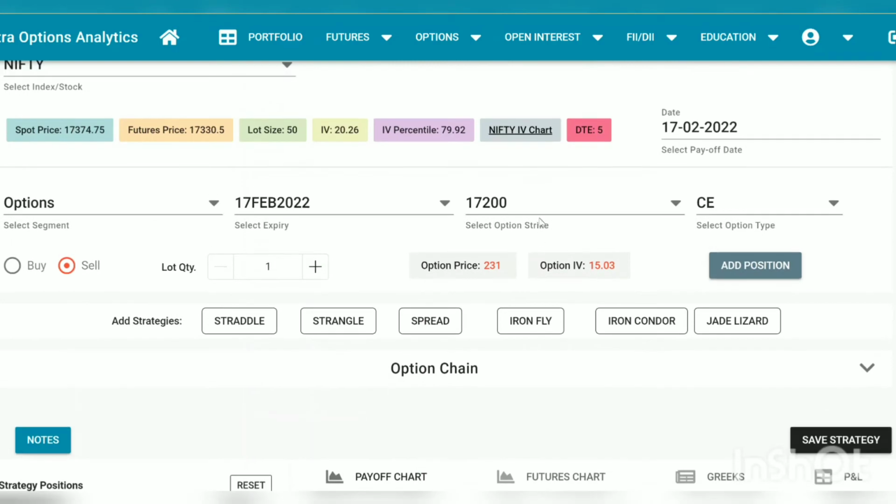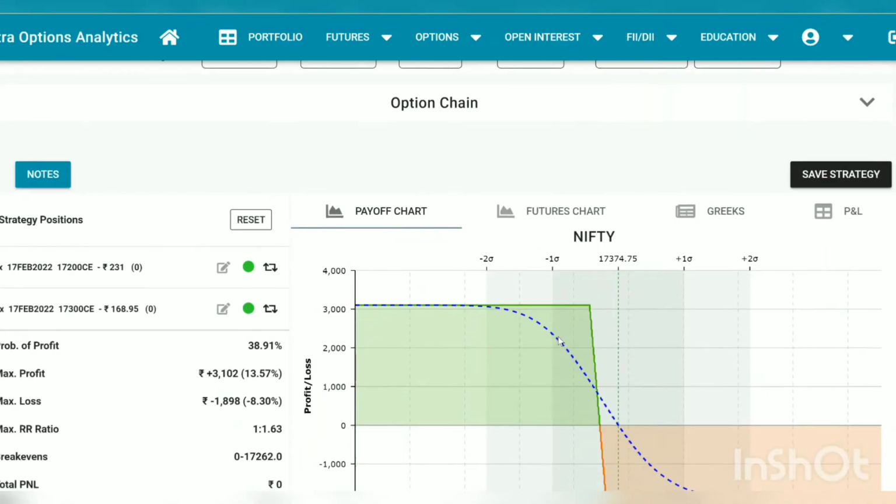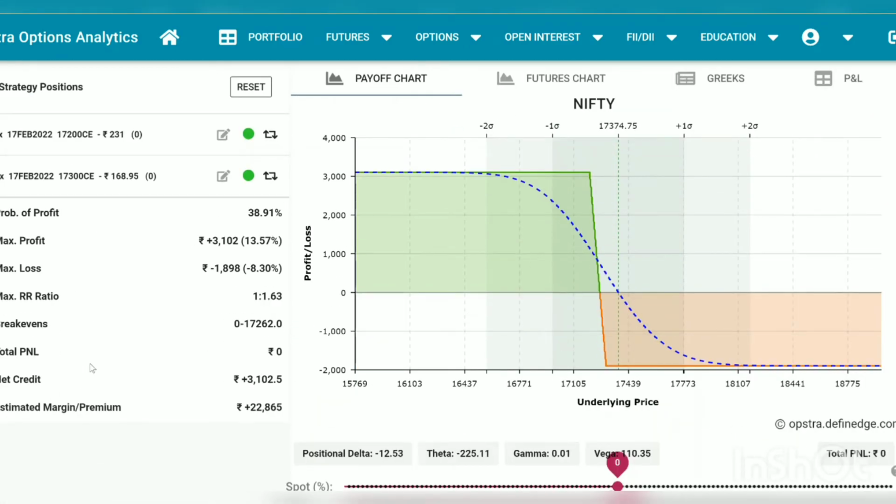Another thing is I will buy the 17,300 call. Okay, this strategy is a bear call spread, and I will add this position as well. Now what we get to see over here is how much margin is required for this. Opstra gives you margin according to different trading platforms. Generally this margin is almost the same for all trading platforms. If you see, this is telling us what approximate margin is required. So 22,000 is the margin required. Then we'll see how to read this payoff chart.